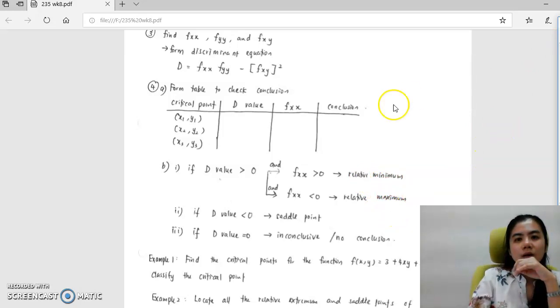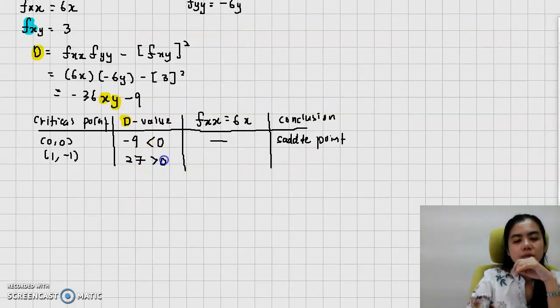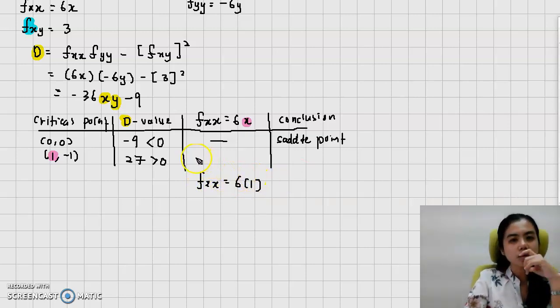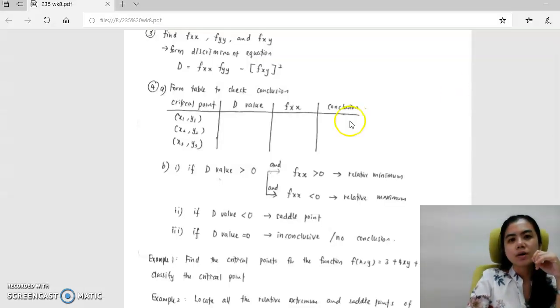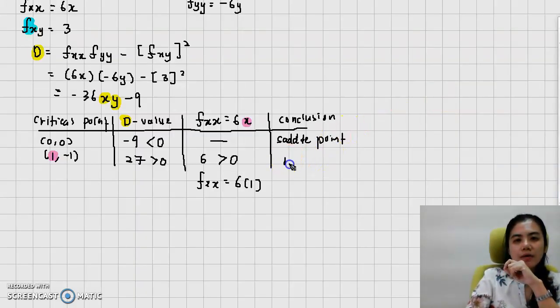Okay, so this one is greater than 0. We have to check this. Now substitute your x value into here. So what happened to your fxx? That is 6 multiplied with 1, that is 6, right? So we have 6. Okay, so 6 is greater than 0. So if you got D greater than 0 and fxx greater than 0, the conclusion is relative minimum. So in here, we will have relative minimum.